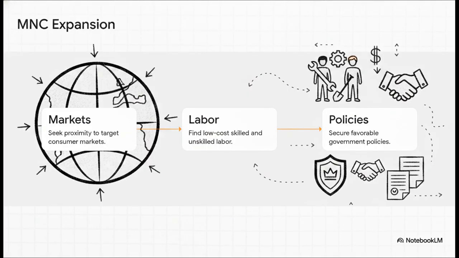So the real key is understanding how an MNC actually decides where to set up shop. They don't just throw a dart at a map, right? When an MNC decides to expand, they follow a very specific playbook to ensure their foreign investments earn absolute maximum profits. First off, they want to be close to their target consumer markets to save on transport costs. Second, and the chapter emphasizes this heavily, they hunt for low-cost, skilled and unskilled labor. And third, they actively seek out government policies that protect and favor their own business interests.